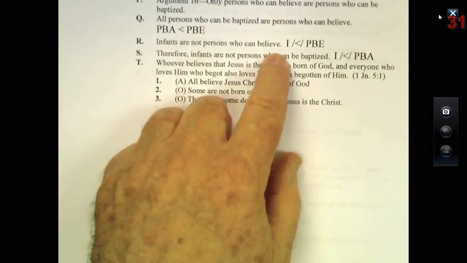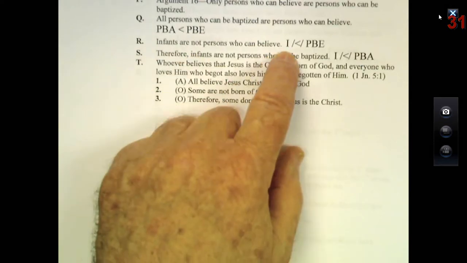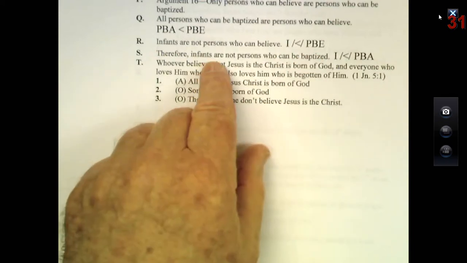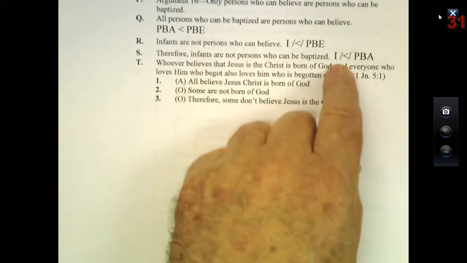Infants are not persons who can believe. So no infant is a person who can believe. Therefore, infants are not persons who can be baptized.